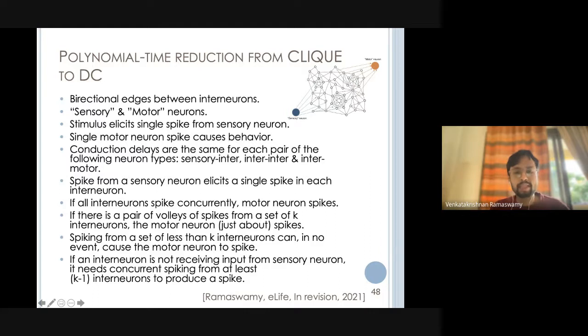So already you can see that I'm setting it up so that these interneurons can send a k-sized volley of 2 spikes to the motor neuron if and only if the underlying graph has a k clique.